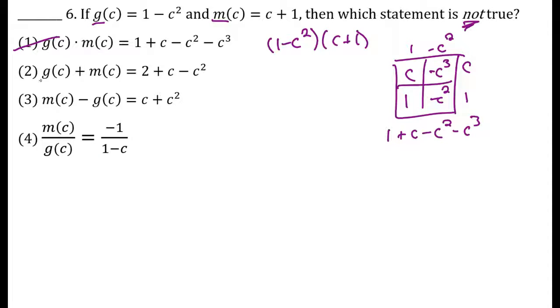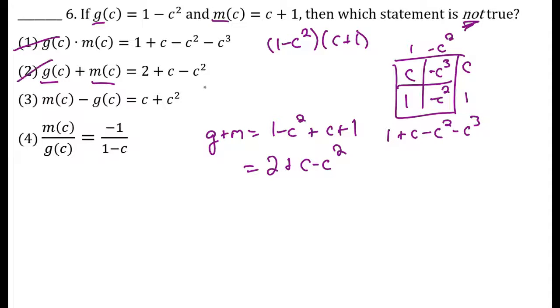Choice 2. g plus m, so I need to add them together. What is g plus m? g plus m is 1 minus c squared plus c plus 1. That gives me 2 plus c minus c squared. Again, I have no idea why this is not in standard form, but that is true, so it's not the answer. What is m minus g?